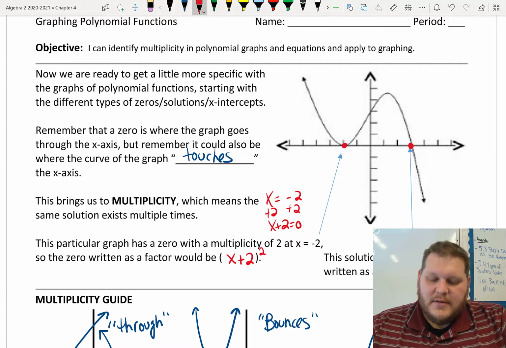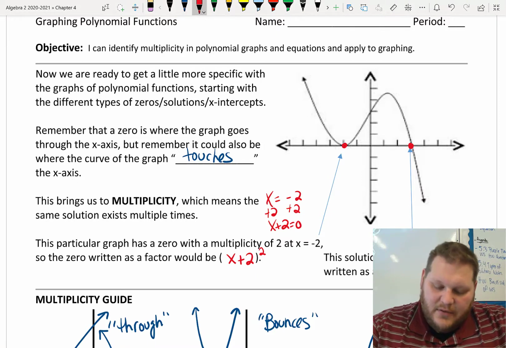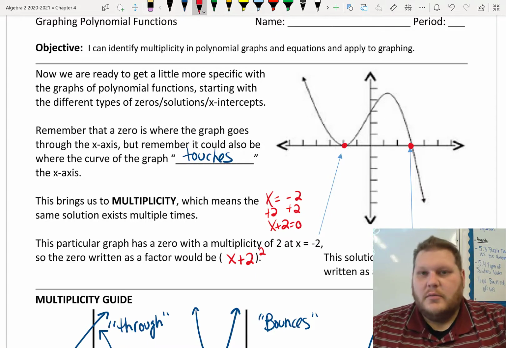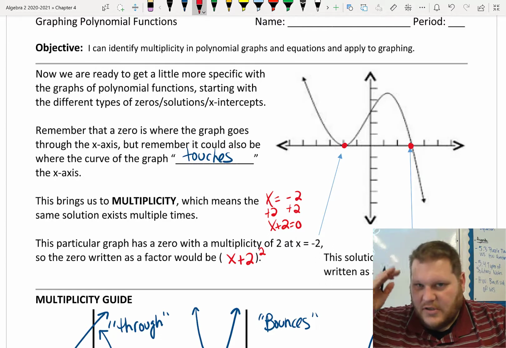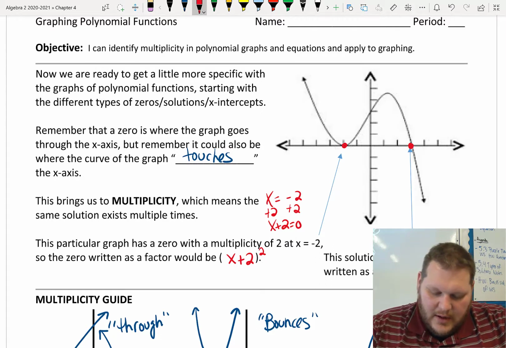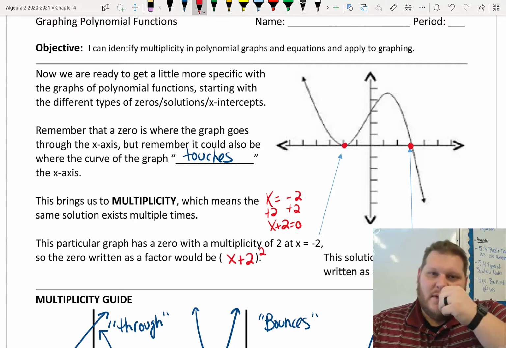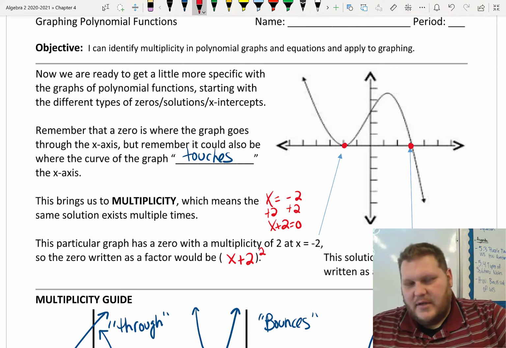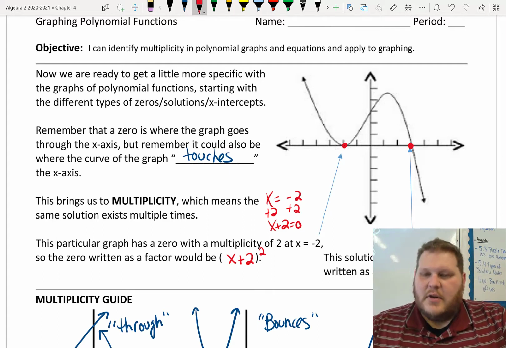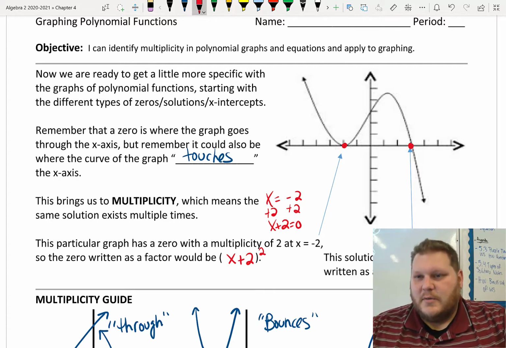My other one here, this right x-intercept at +3, is just a single solution, right? It doesn't have any multiplicity, it just goes straight through. So x minus 3 would be that factor. Again, it's always the opposite of what the number actually is because we have to solve it for 0. So x minus 3 is that factor because +3 was a solution.